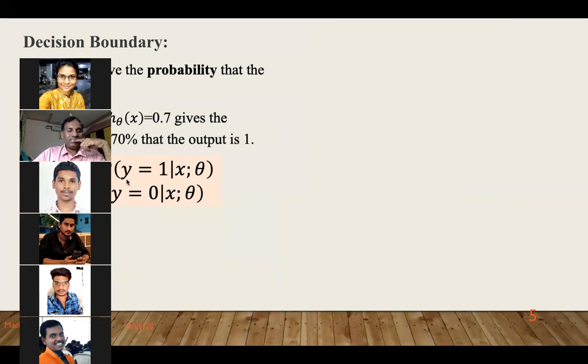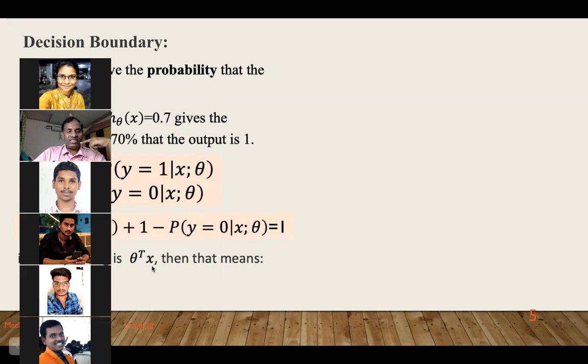So h theta(x) equals the probability of y equal to 1, given the explanatory variables and theta as your weights. Similarly, 1 minus h theta(x) equals the probability of y equal to 0. The probabilities are complementary, right? If there are only two classes, the probability of 1 is nothing but 1 minus the probability of 0. That is what they are writing here. When you add both, it should become 1.